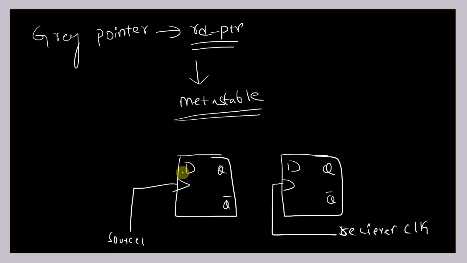Now, what is going to happen? Let's say the sender has sent a particular D input to this flip flop. Okay. And what is going to happen? Let's say we are entering into metastable state over here.